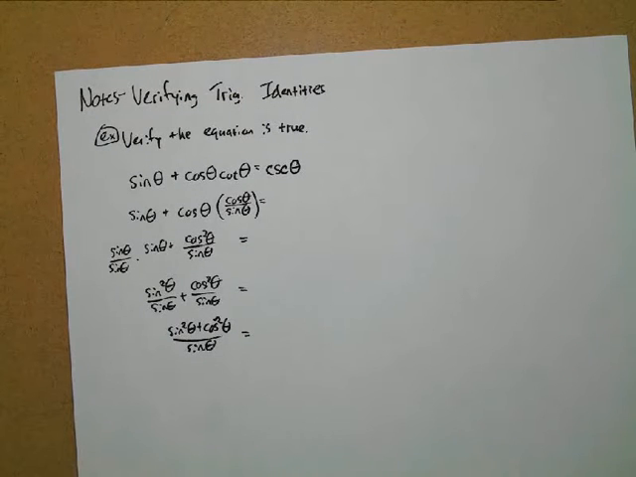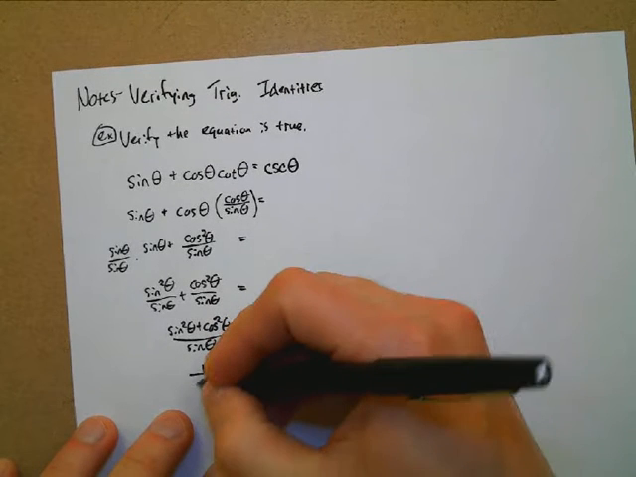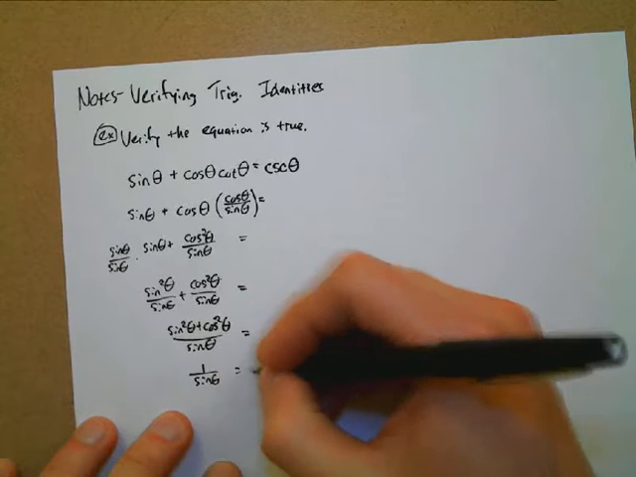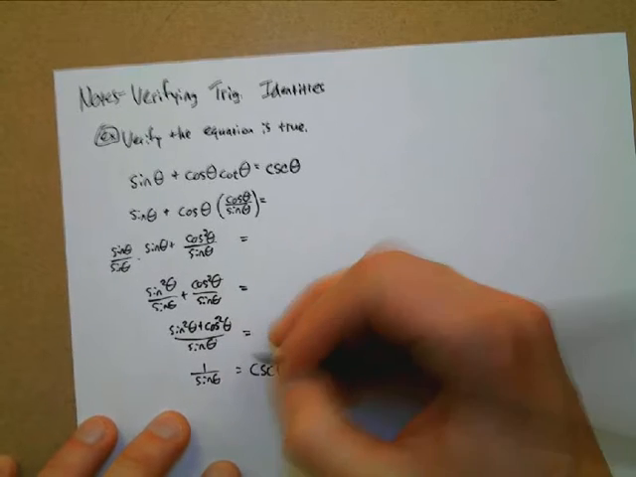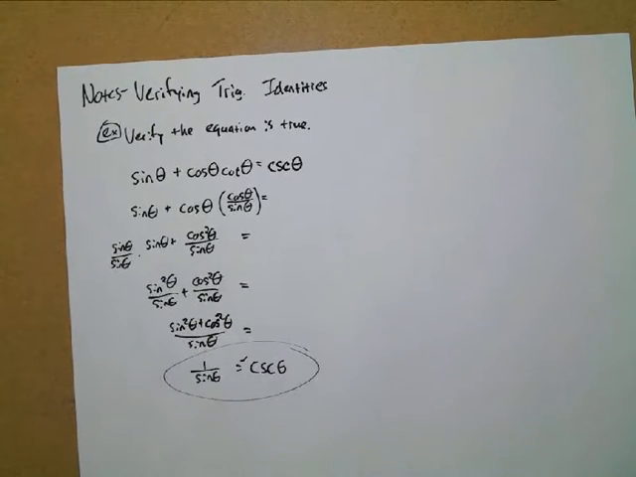Any ideas? Matt? I'm pretty sure the top equals 1. Yep. 1 over the sine of theta is equal to the cosecant of theta. Check. So we're done. There it is. Sine squared plus cosine squared is 1. Pythagorean identity.